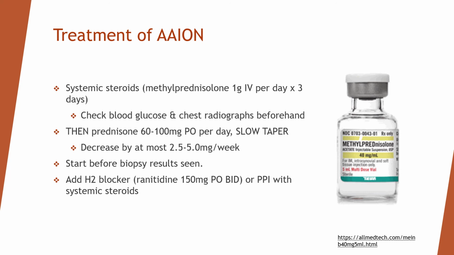The treatment for AAION is administering systemic steroids. So specifically methylprednisolone 1 gram IV per day times 3 days. But before we administer steroids, we will check the blood glucose as well as chest radiographs. The reason for that is steroids raise blood glucose and lower the white blood cell counts. If the patient's blood glucose is high already, steroids may cause an adverse effect on the body, and therefore reducing the blood glucose before administering steroids would be important.